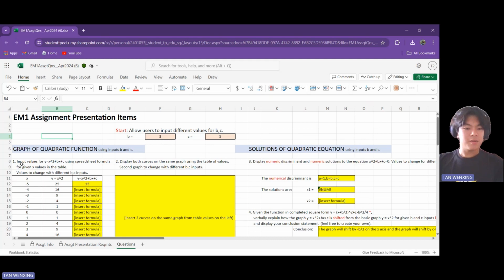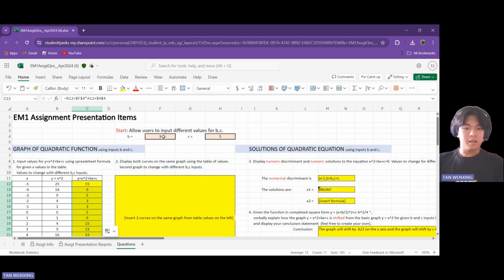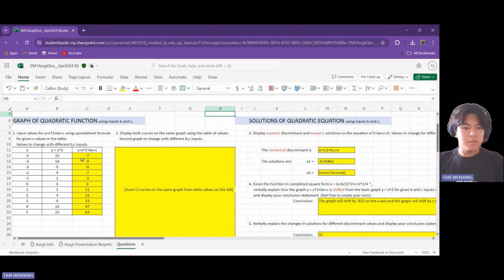Okay, so first we will have question 1, input values for y equals x squared plus bx plus c using spreadsheet formulas. You can see here the first row I've already written the formula for it, and I wouldn't want to rewrite the formulas for the rest. So what I'm going to do is drag this down and I'll get the rest of the answers here. And if you can see here, if I change my values of B and my values of C, the values on the graph on my column also change.